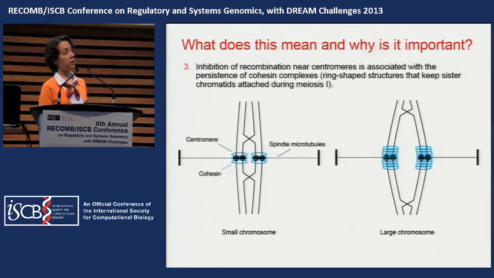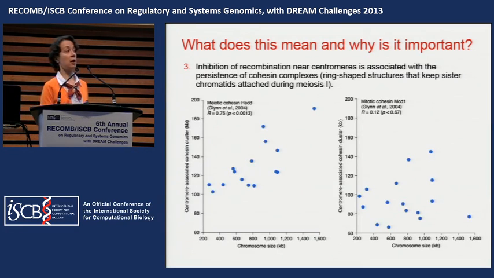And the third observation is that we know that recombination near centromeres is associated with the persistence of cohesin complexes that are in charge of keeping the sister chromatids together. We went back to see if cohesin tends to form larger clusters on larger chromosomes, and the answer is yes. Clusters of meiotic cohesin are linearly correlated with chromosome size, whereas mitotic cohesin doesn't show that.